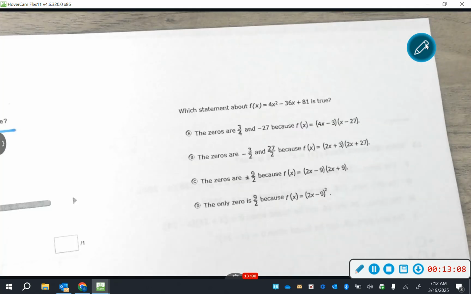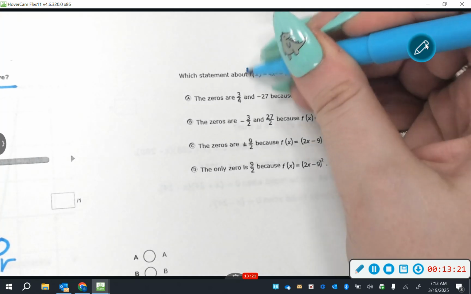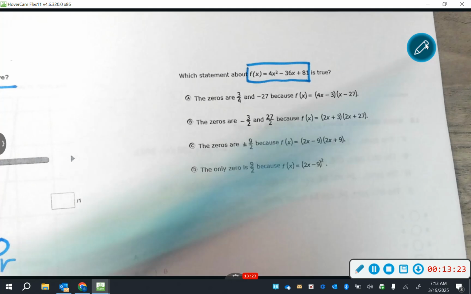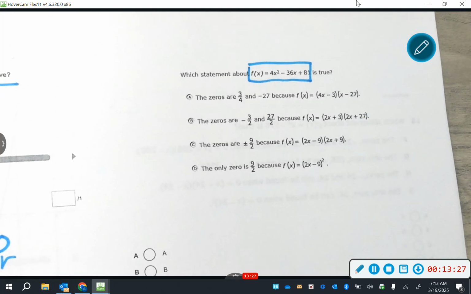Scoot it on down. Which statement about f of x equals 4x squared minus 36x plus 81 is true? Yeah, I could solve that by hand and factor it, but I have a calculator and an equation, so why not? Save me some time.